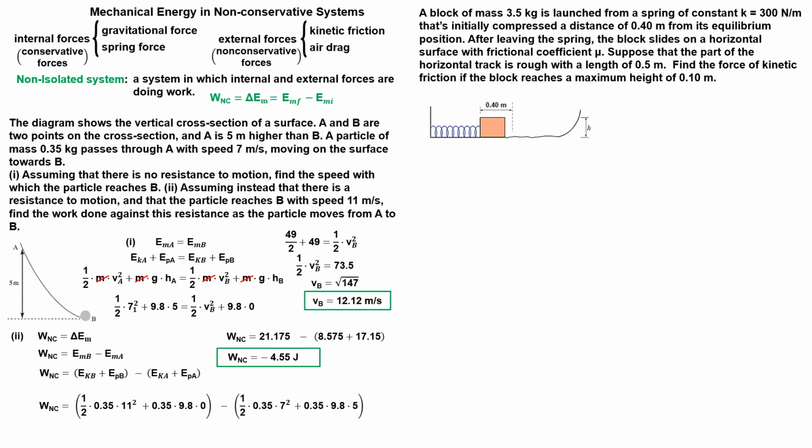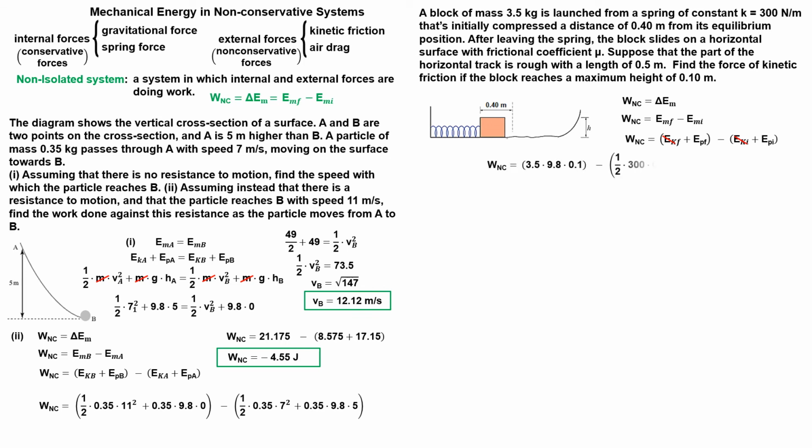The presence of friction means that mechanical energy is not conserved, but we can still identify the kinetic and potential energy in the initial state. The kinetic energy is zero and the potential energy is that of the spring. In the final state, there's gravitational potential energy. The non-conservative frictional force converts some of the block's mechanical energy into heat. The block comes to rest when it reaches a maximum height of 0.10 meters.